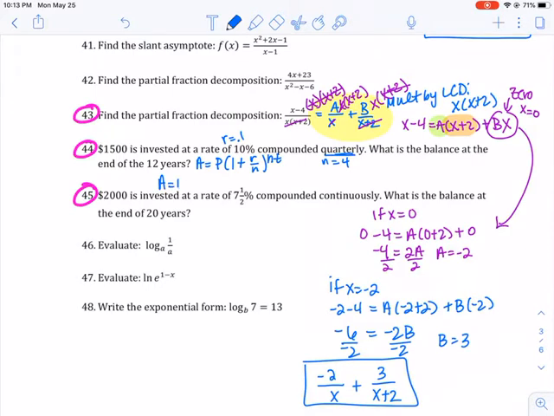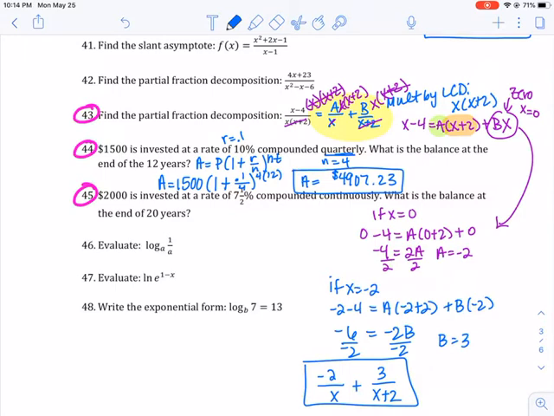So A equals 1,500 times 1 plus our rate, which would be 0.1, over n, which is 4, and then n is 4 again. And then time is how many years? So 12 years. Okay, and then this is just for your calculator. So you do 1,500 times 1 plus 0.1 over 4 to the 48th. Okay, and we should be able to get 4,907.23.